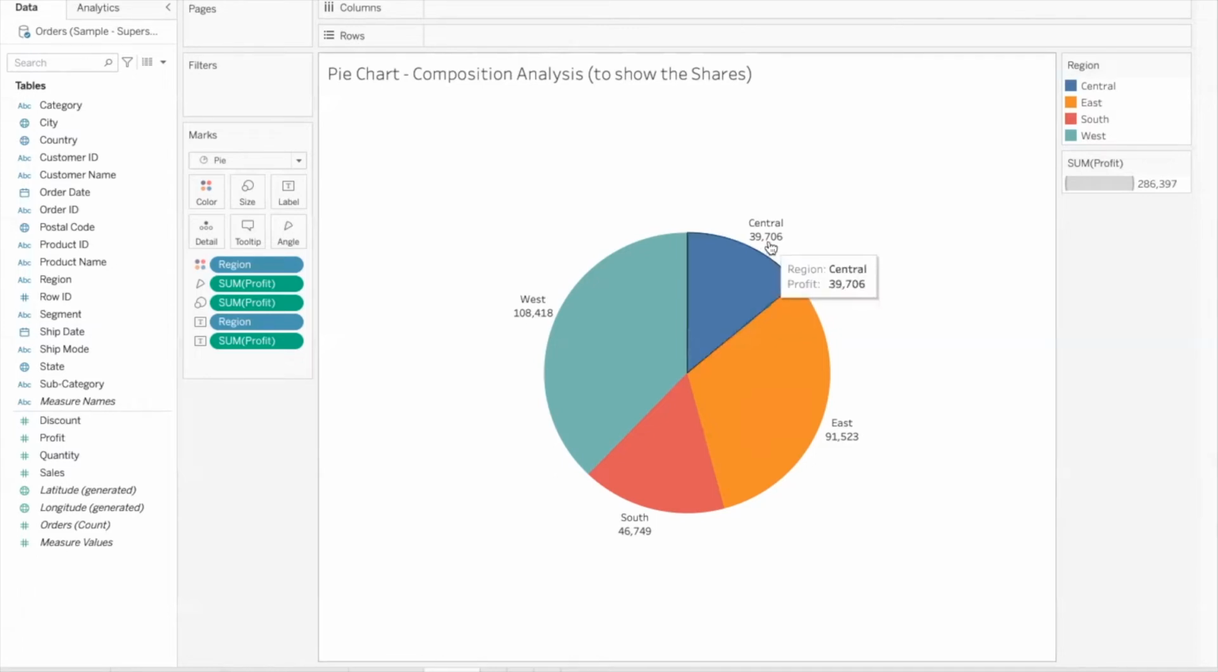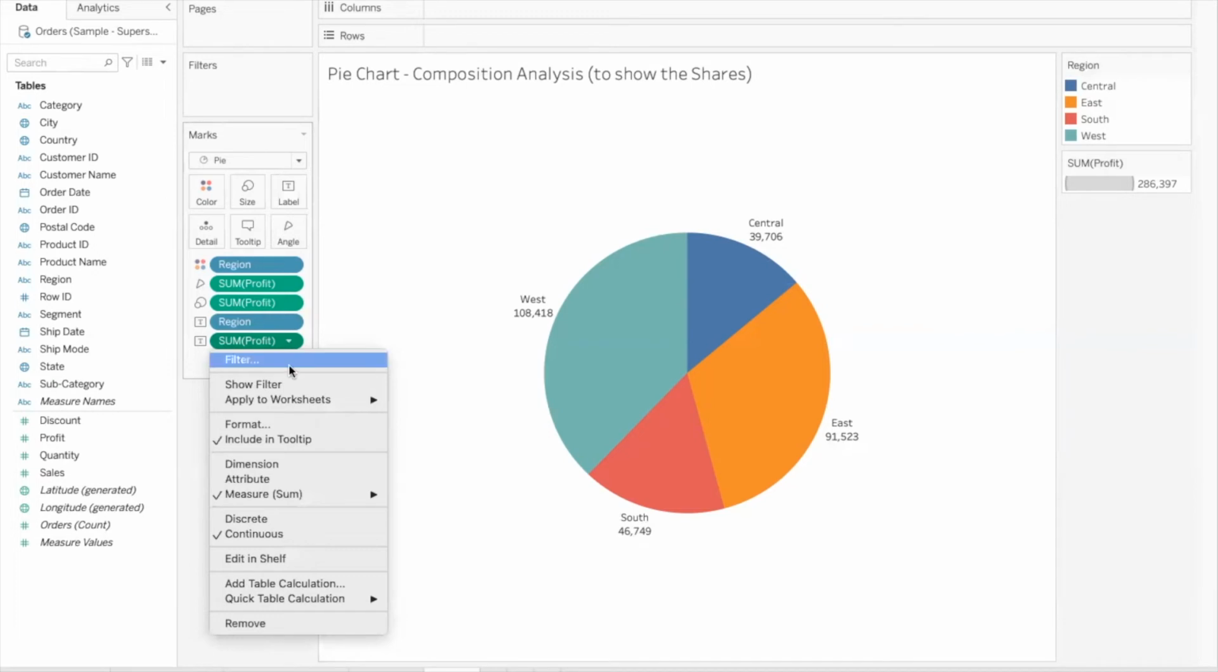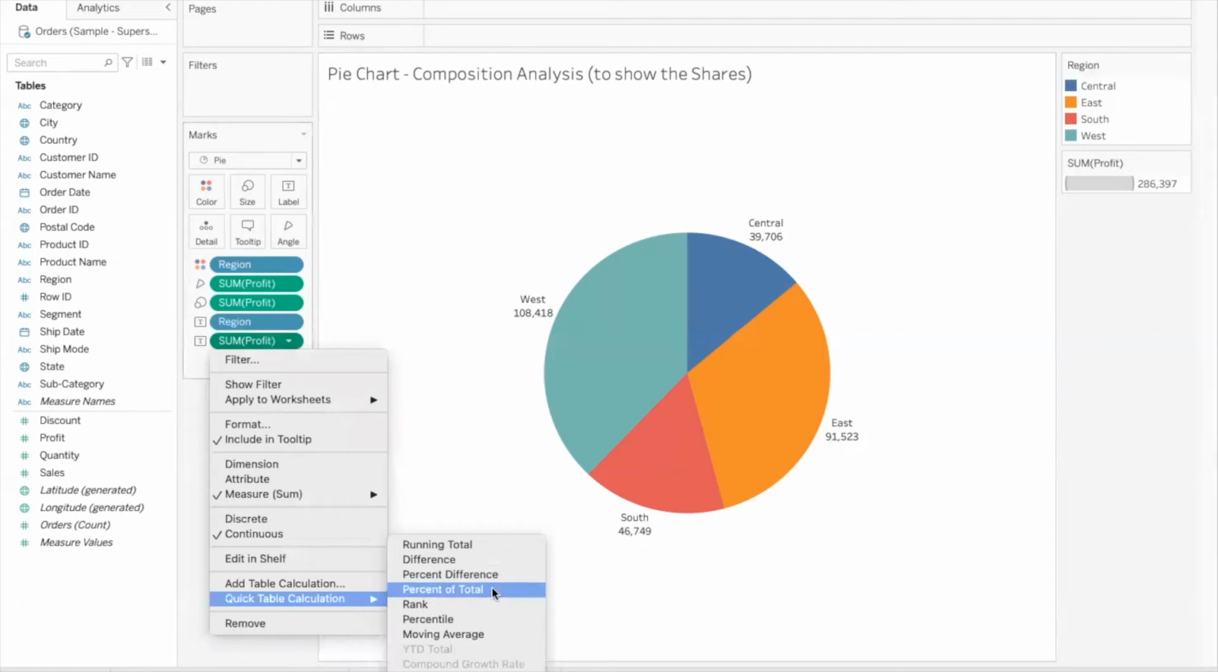I want this profit label to show as a percentage, which means I will have to go to the corresponding pill, profit with label icon. The icon here represents label on this graph. I will click on the drop down icon of that pill, go to the last second option, quick table calculation. And from here, I'm going to select percent of total.